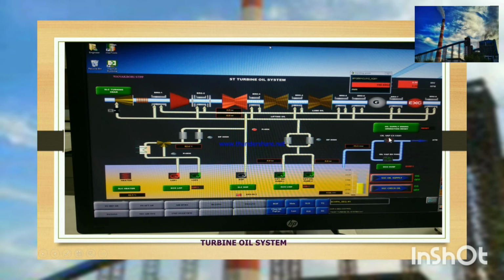There will be oil vapor exhaust fans. They are provided for removing gaseous components and oil vapor formed in the MOT tank. They will suck the gaseous components from the MOT tank and discharge them to the atmosphere. This indicates the level of oil in the tank.